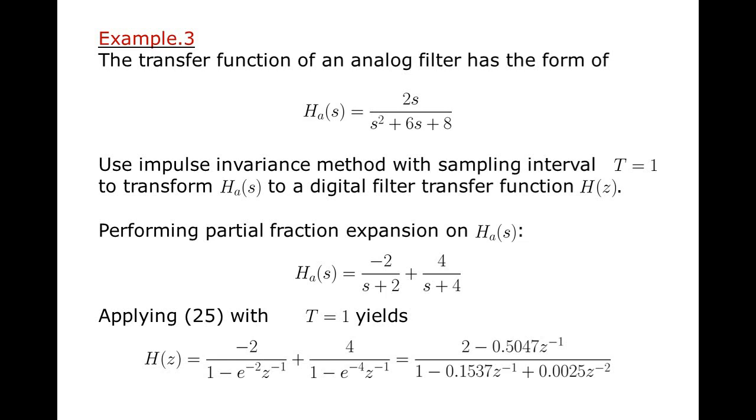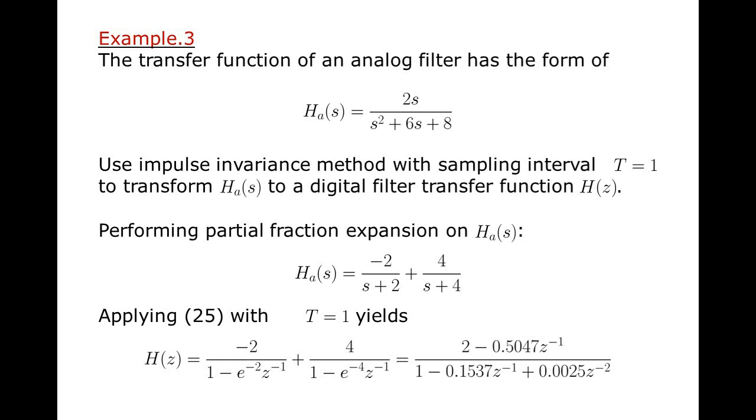See the example that will give you the idea related to that. The transfer function of an analog filter has the form H(s) = 2s / (s² + 6s + 8). Using the impulse invariance method with sampling interval T equal to 1, transform H(s) to a digital filter transfer function H(z).